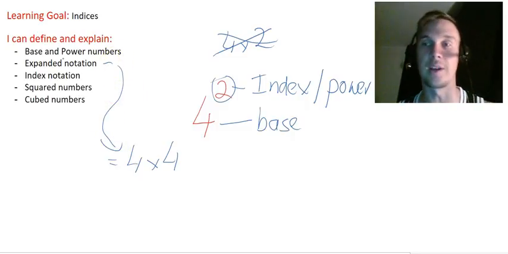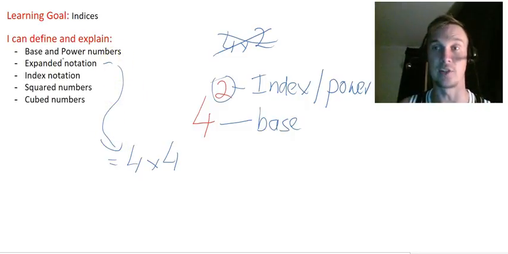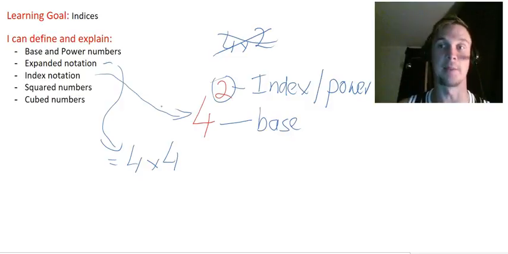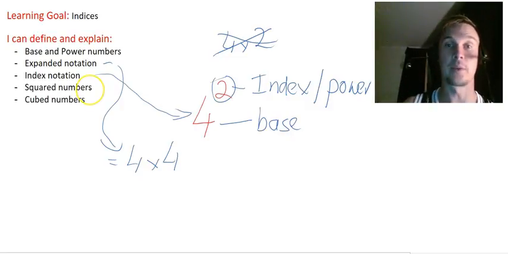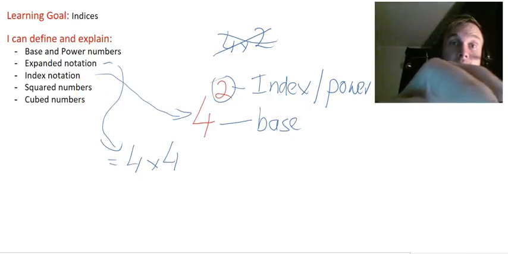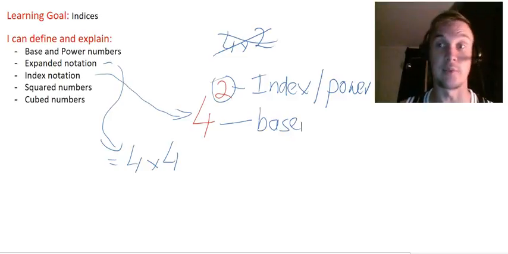So make sure you know the difference between expanded notation and this setup here, which is what we call our index notation. That's when we have our base number and then our index number, or our power number. Now it's important that we understand squared numbers and cube numbers. I'm just going to quickly pause this and rub this out, and I'll set up our next question.